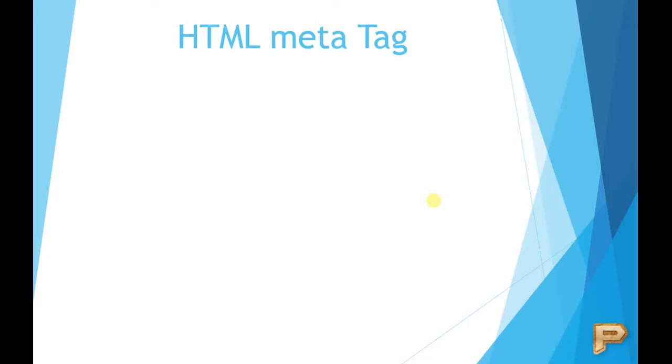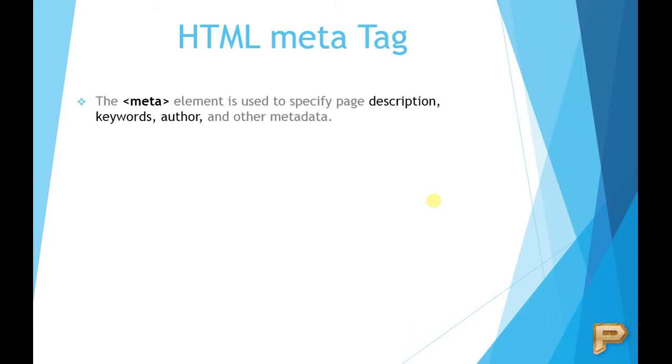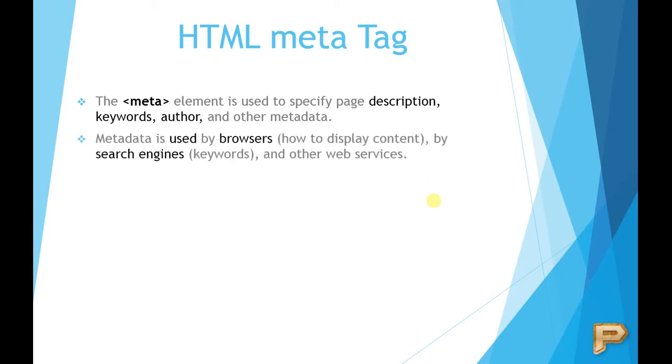In this tutorial of the HTML video series, we will learn about the HTML meta tag. The meta element is used to specify the web page description, keywords, author and other metadata. Metadata is used by the browser to decide how to display content, and by search engines, keywords and other web services.